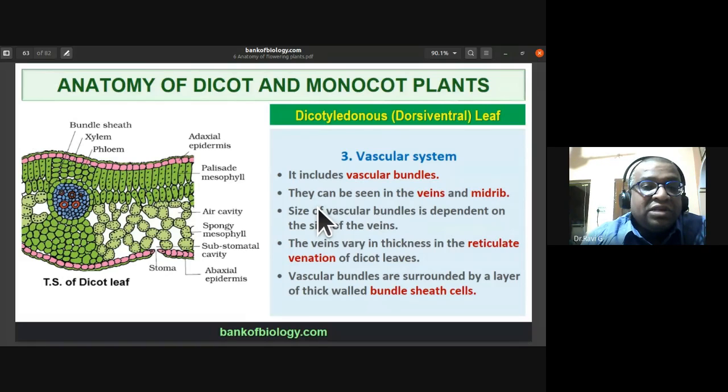So mesophyll has parenchyma, which is richly filled with chloroplasts. You can also call it chlorenchyma. They are of two types: the palisade chlorenchyma and spongy chlorenchyma. So these are things that you have to remember.